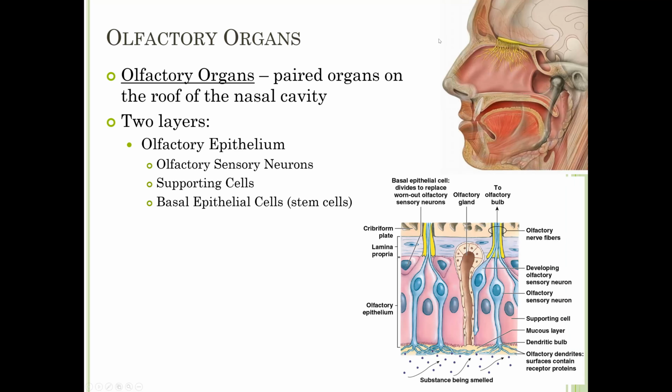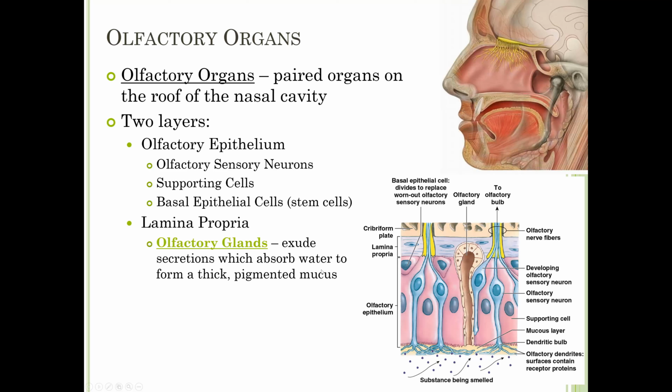So the olfactory organ itself has two layers. The first layer is an olfactory epithelium. This layer contains the olfactory sensory neurons, which are shown in this image as the light blue cells. It also contains supporting cells, which are shown in this image as these pinkish colored cells. And then there are also these basal epithelial cells, which are stem cells that can divide to replace worn out olfactory sensory neurons. The other layer of the olfactory organ is the lamina propria.